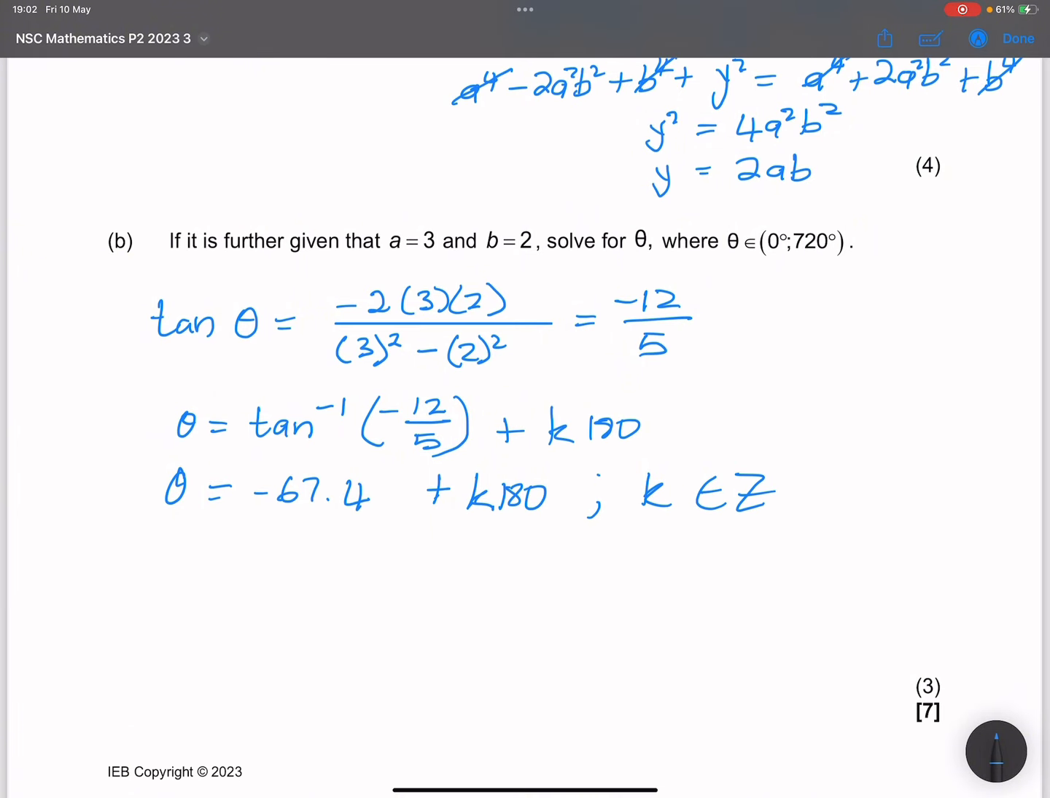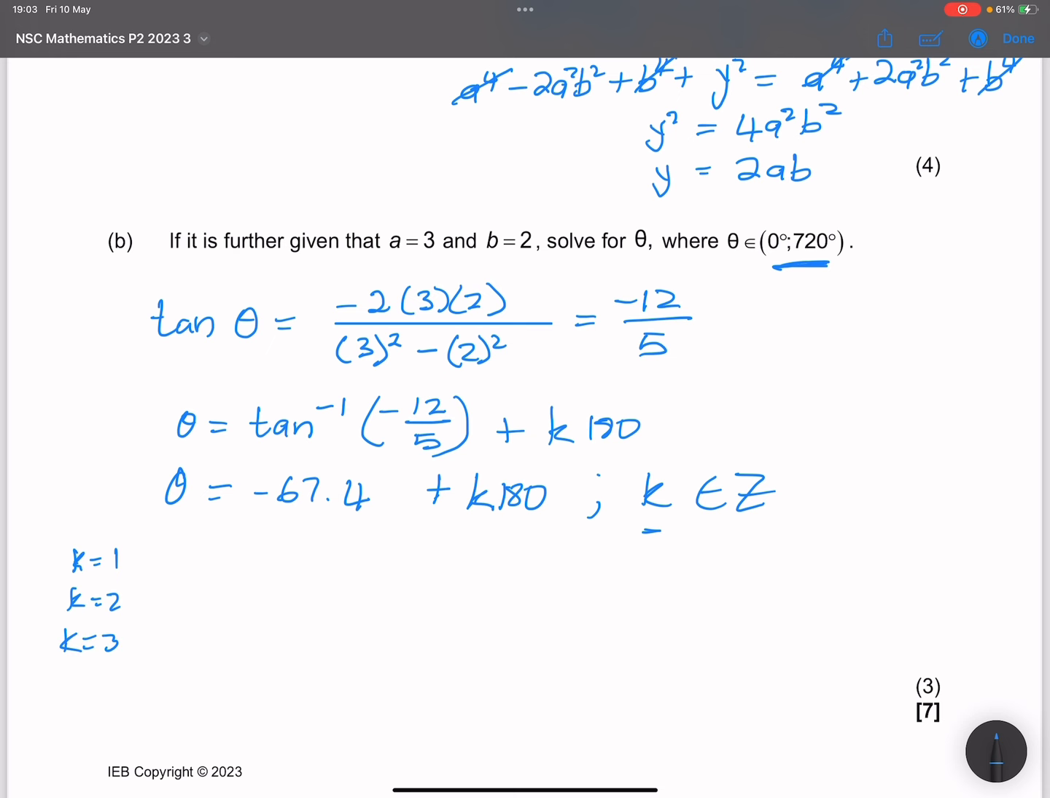Now they said we should find the solution between 0 and 720. So remember, to do that, you must substitute for your value of k. You're going to start from 0, 1, negative 1, 2, and negative 2. In this case, I'm not going to bother myself with the negative integers, because they would give me negative answers. I'm only looking for positive. So I'm going to substitute k equal to 1, k equal to 2, k equal to 3, if it is not out of range.